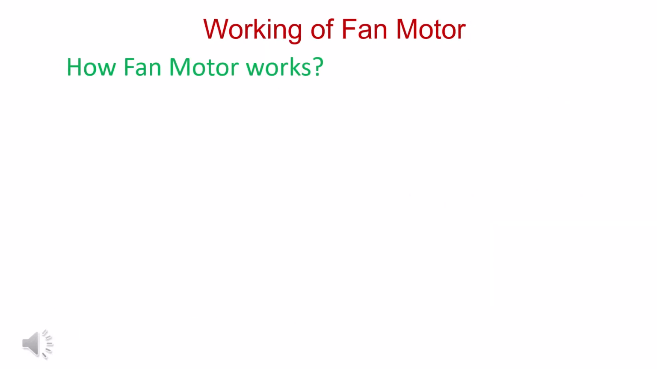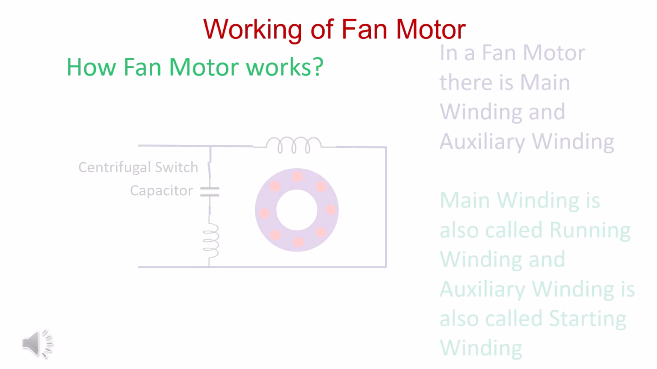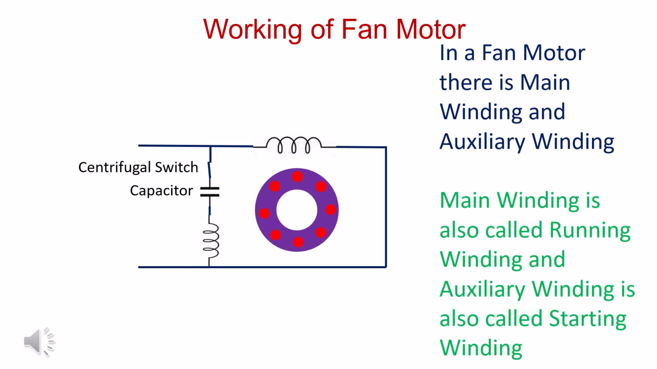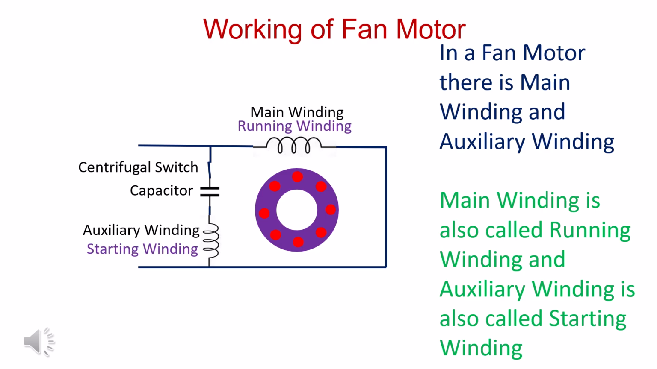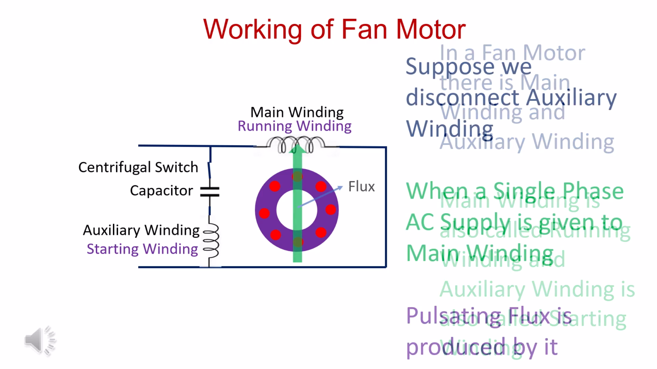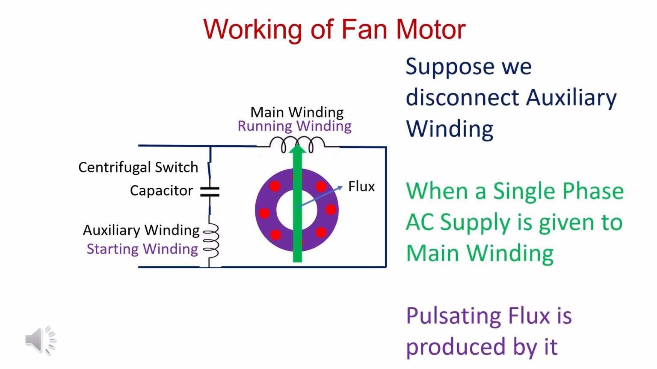How does a fan motor work? In a fan motor, there is a main winding and auxiliary winding. Main winding is also called running winding and auxiliary winding is also called starting winding. Let us disconnect auxiliary winding. When a single phase AC supply is given to main winding, pulsating flux is produced by it.